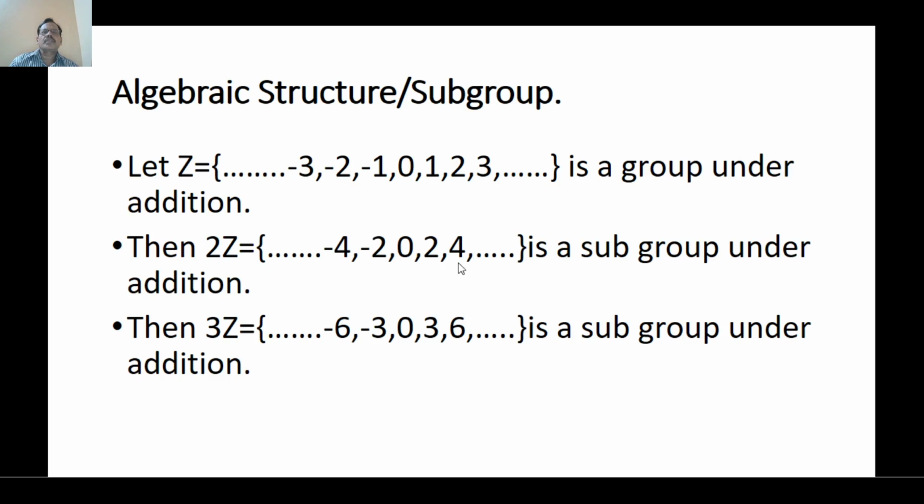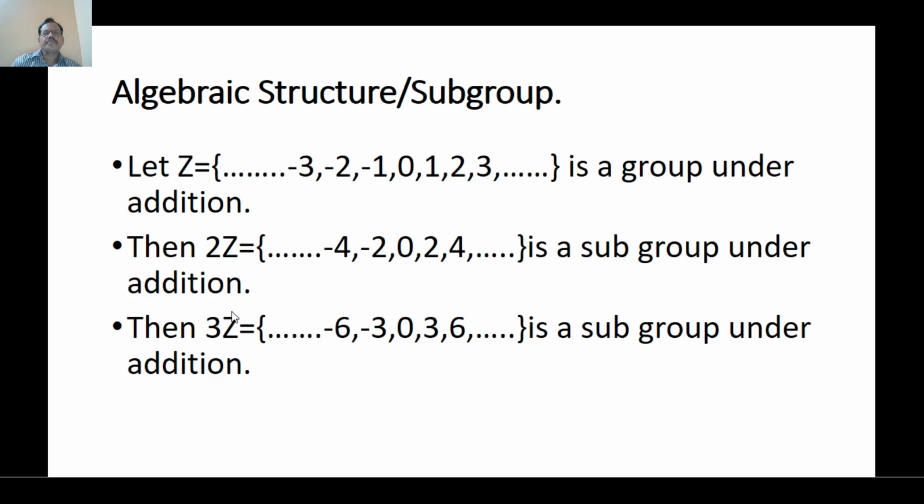Similarly, it satisfies the associative property, the identity property and the inverse property. Every element has its own inverse, and hence it satisfies the commutative property also. Therefore, this is a group structure and a subset of Z, so we call it a subgroup. It is a subgroup of Z under addition.